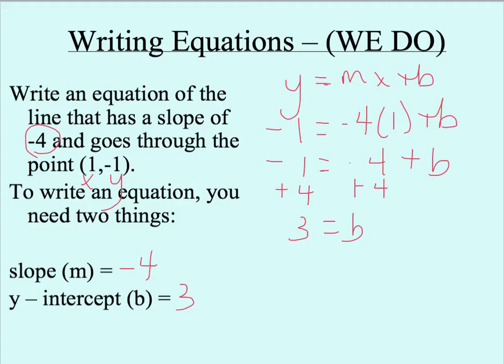Okay, now I can write my equation just filling in for m and for b. y is equal to -4x + 3.